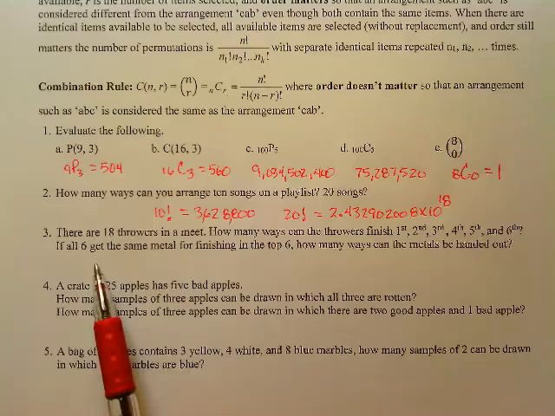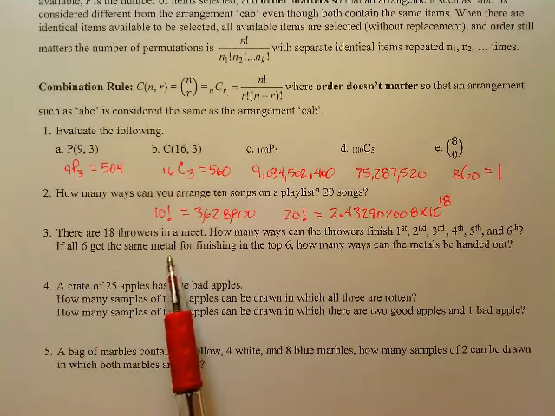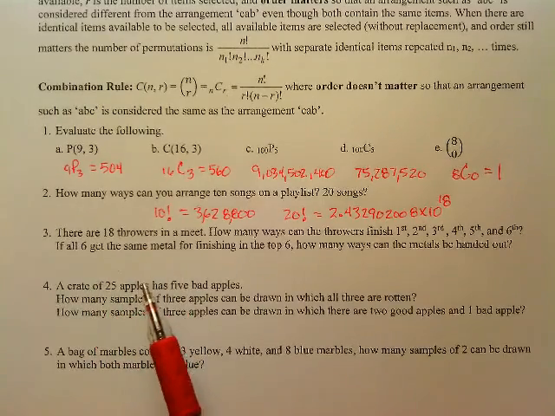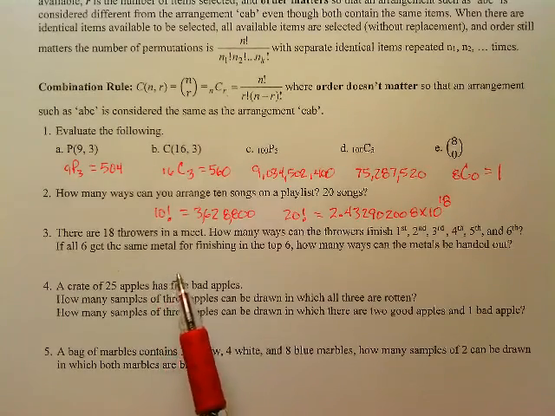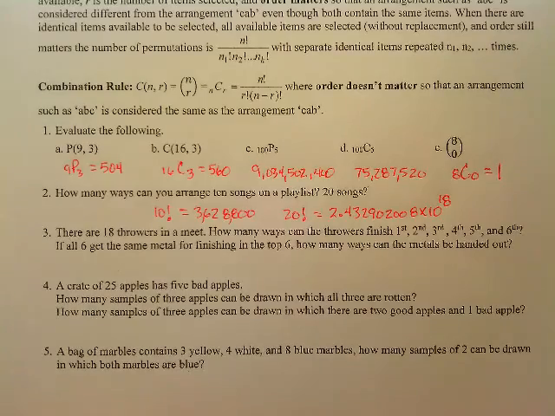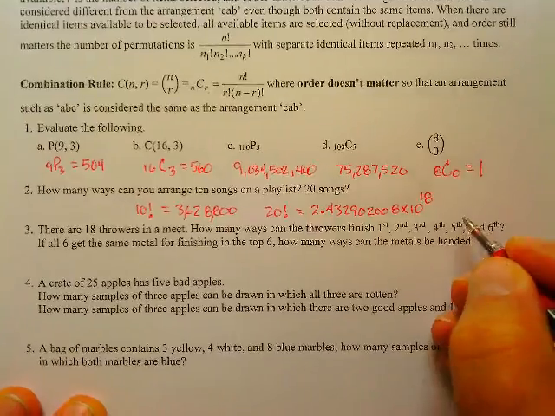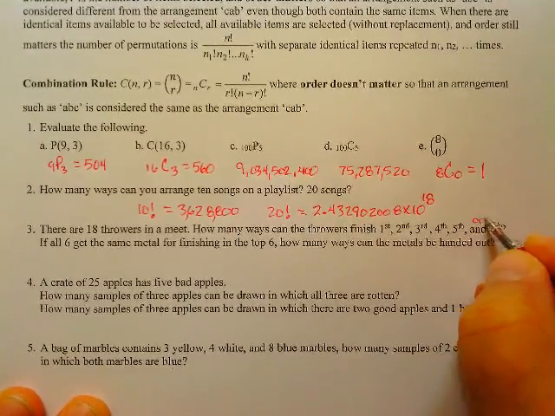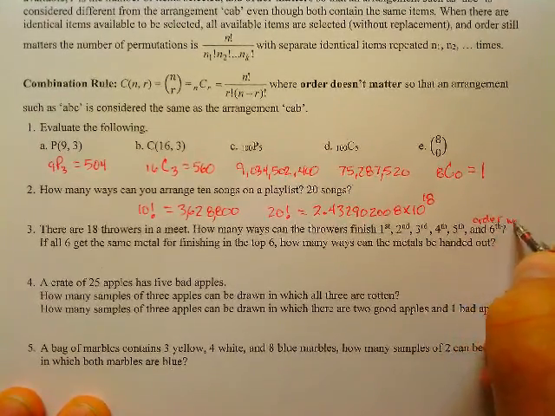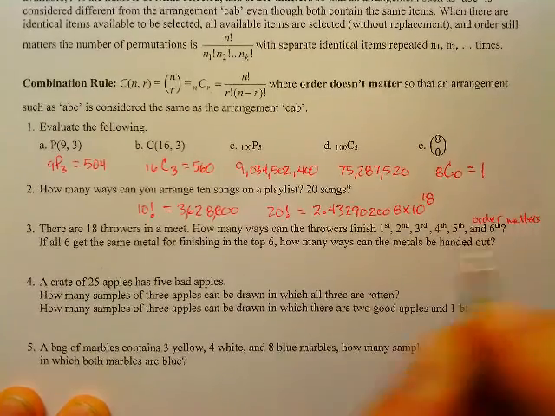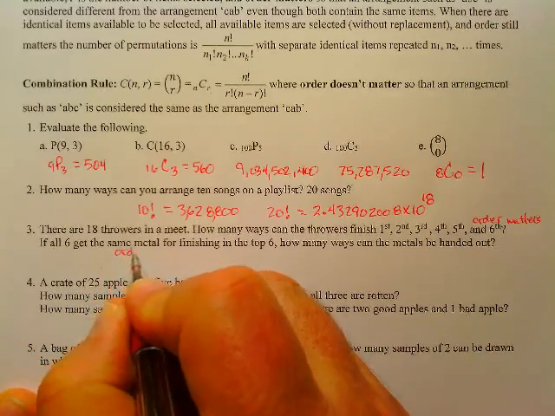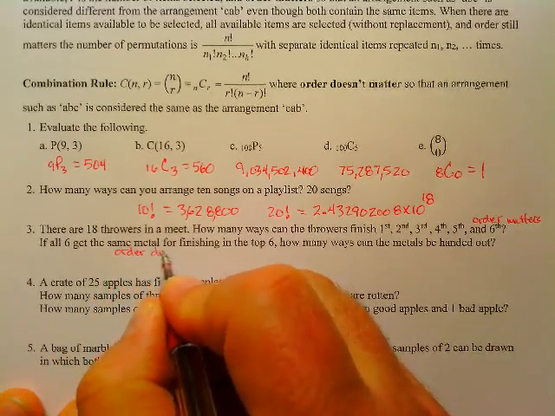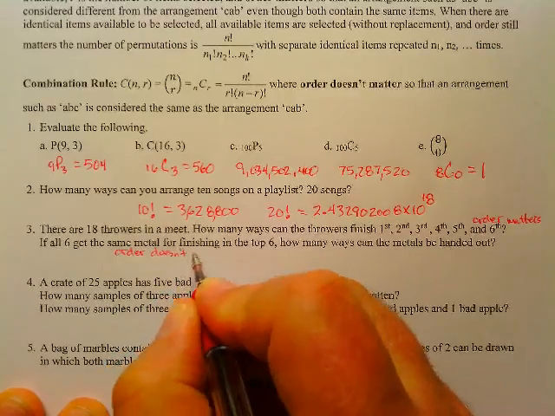In the second question, we're looking at if all 6 get the same medal, so it's more like a participation medal, but you had to finish in the top 6 to get it. How many ways can the medals be handed out? So the key is this one over here, the order matters, and this one over here, because it's the same medal each time, order doesn't matter.